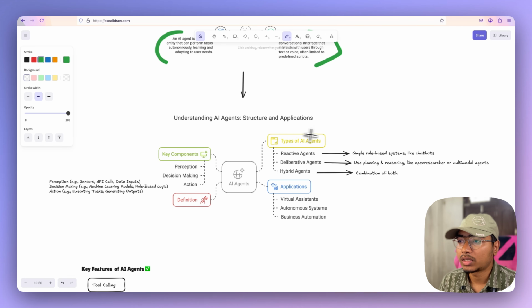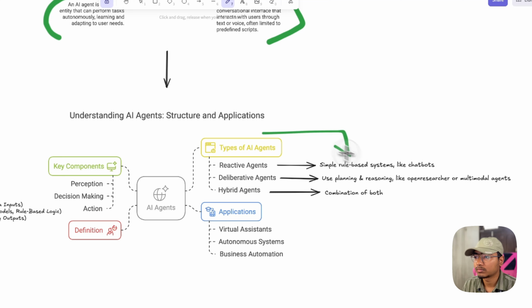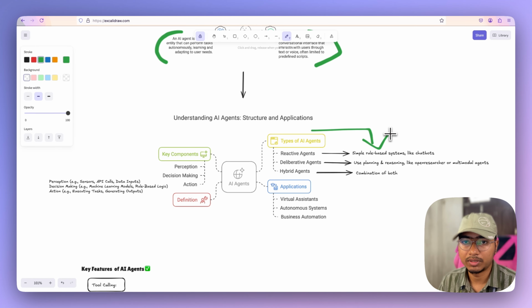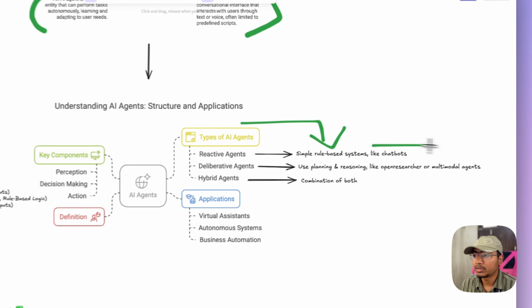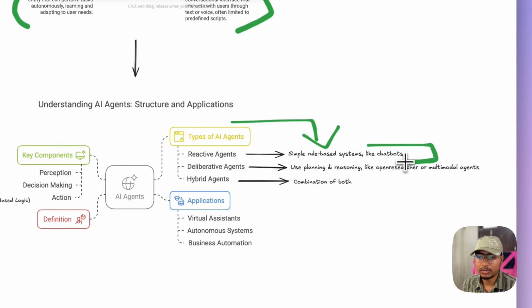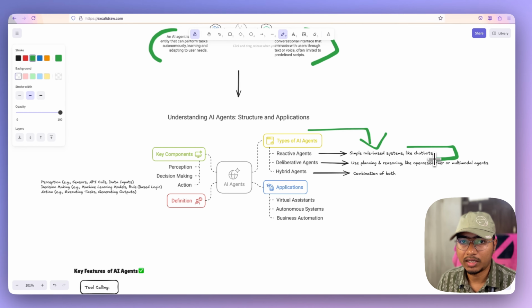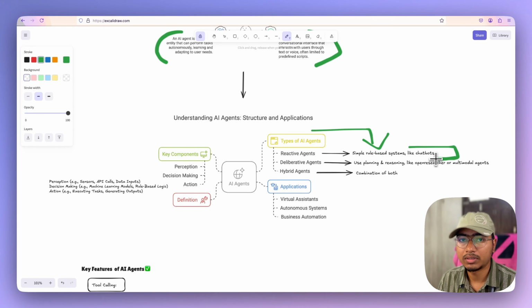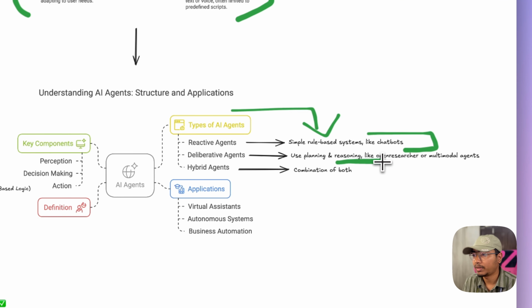Now coming to the types of AI agents. There are three types, or you can say more types, when it comes to AI agents, but the three main types are reactive, deliberative, and hybrid agents. Reactive agents are simple rule-based systems like a chatbot, doing just one or two tasks based on defined input and instructions. Deliberative agents are used for planning and reasoning.